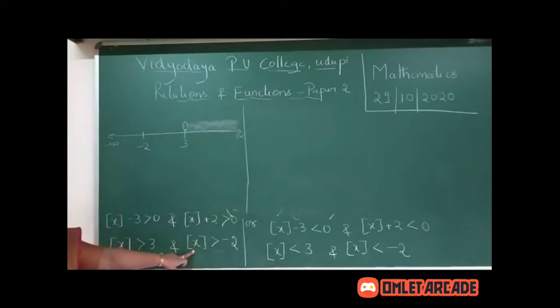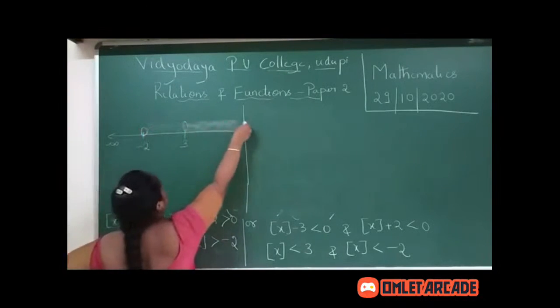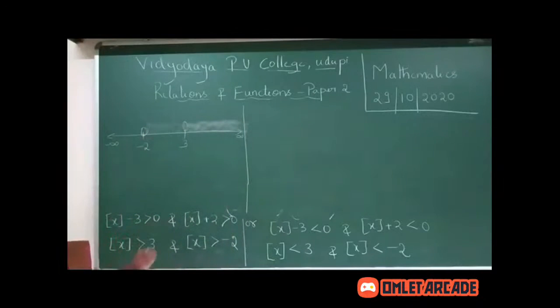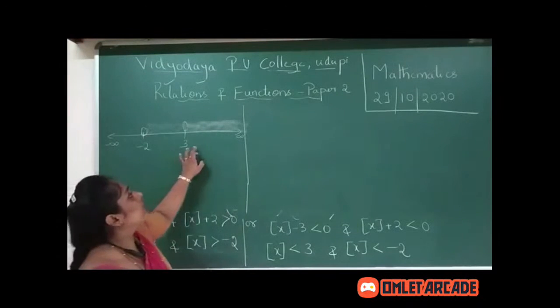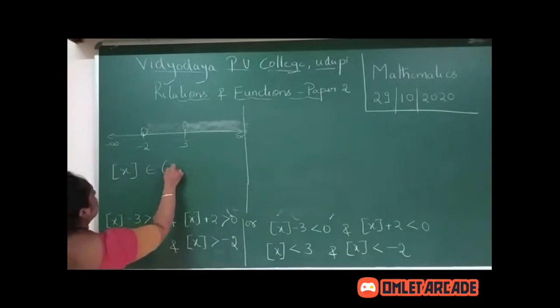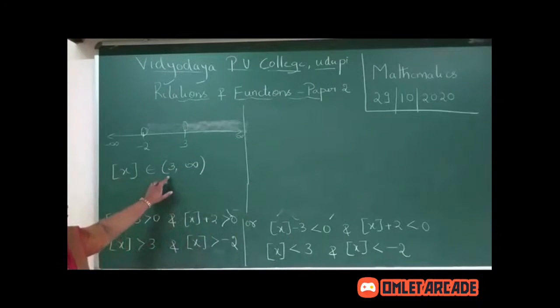Greatest integer x is greater than minus 2. Greater than minus 2, minus 2 is not included. So which region is shaded twice here? Which one? 3 to infinity. So greatest integer x belongs to open interval 3 to infinity. Open interval, 3 is not included. And this is greatest integer, open interval 3 to infinity.